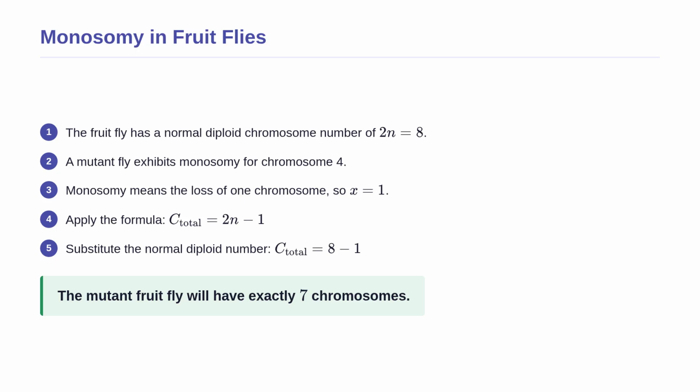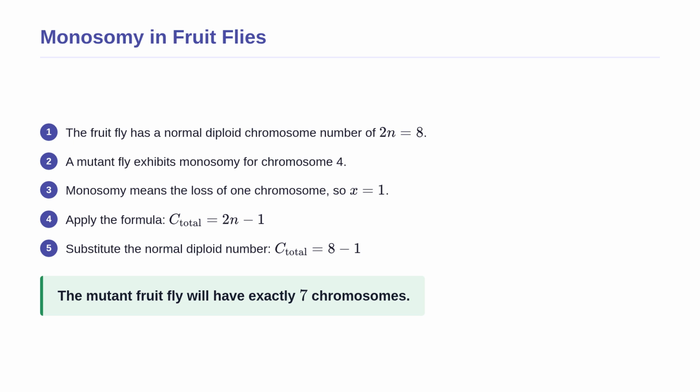Let us look at another example, this time involving the loss of a chromosome. We are given that the fruit fly, Drosophila melanogaster, has a normal diploid chromosome number of 8. A geneticist discovers a mutant fly with monosomy for chromosome 4, and we need to find its total chromosome count. We start by noting the normal diploid number is 8.